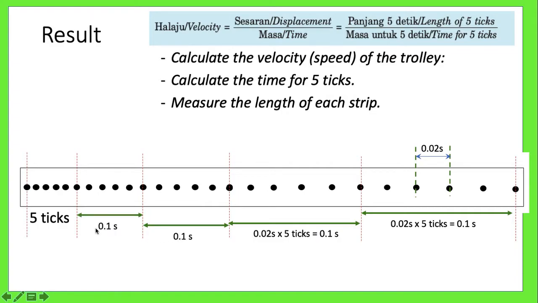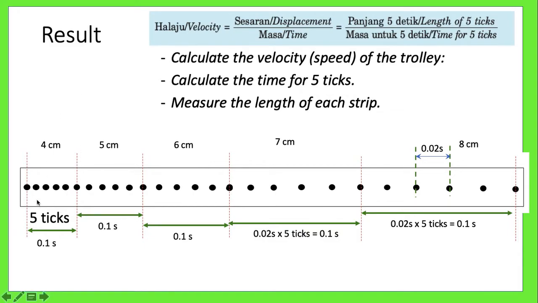the displacement. To measure the length of 5 ticks, we need to use a ruler. Let's say the length obtained after measuring each of the strips is 4 cm for the first strip, 5 cm for the second strip, 6 cm for the third strip, 7 cm for the fourth strip, and the final displacement is 8 cm. Let's try to calculate the velocity of the first strip.